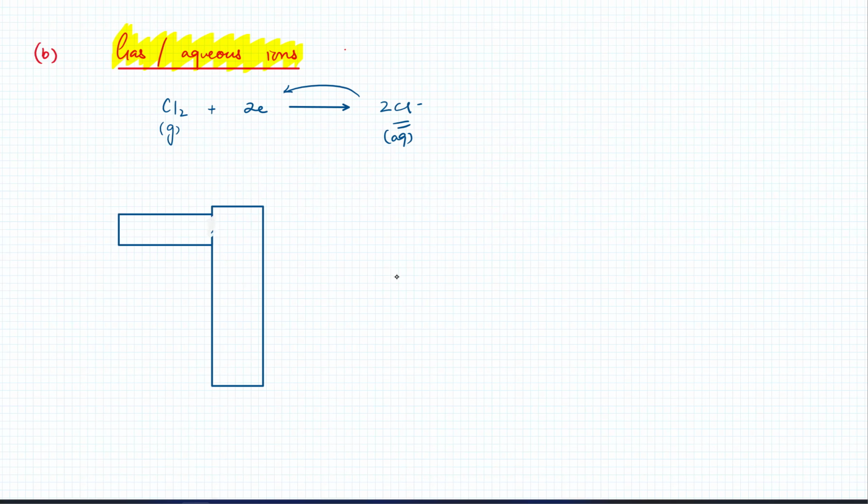You remember the drawings are very important. So here's your gas jar, and there's Cl2 gas entering the gas jar. It's going to be at 1 atmosphere pressure. Remember, everything is happening under standard conditions. I'm going to write that at the end. So everything is happening under standard conditions, 1 atmosphere pressure.